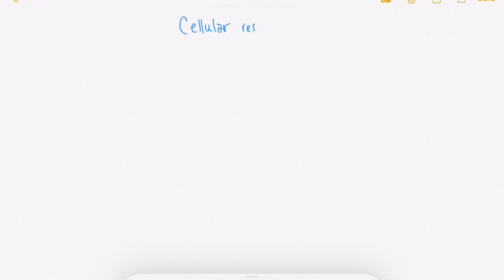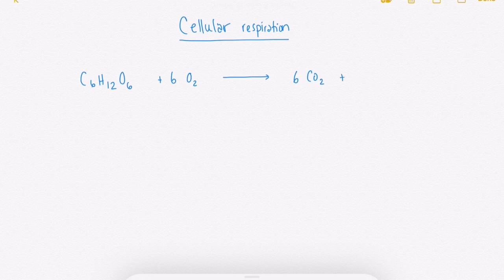So today we're going to take a look at the oxidation and reduction reactions in cellular respiration, as we talked about in class. What we're going to start with first are the molecules involved. So we have glucose, which is C6H12O6, and we have six oxygen molecules. And during cellular respiration, those are converted into six CO2 molecules and six water molecules.